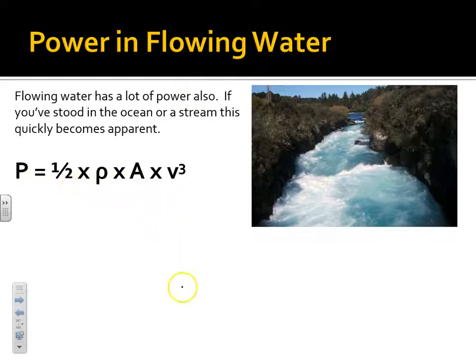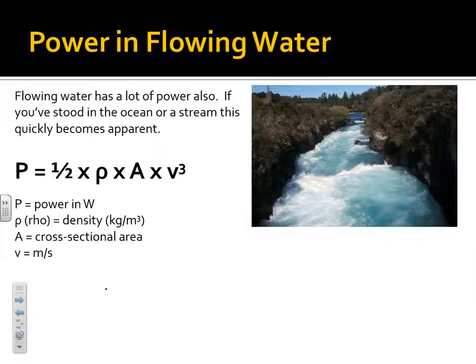P equals 1/2 rho A V cubed. If you have gone through the wind lesson, this equation should look very familiar. This is the same thing as our wind power equation. Wind is a fluid, water is a fluid, so you can calculate the power in any moving fluid if you know these factors. You need to know the density of that fluid, in this case water. Area is the cross-sectional area of flow.